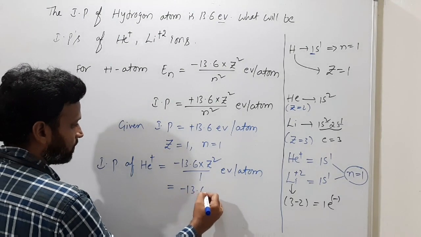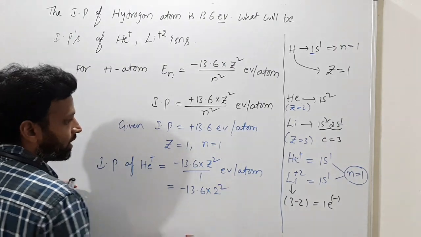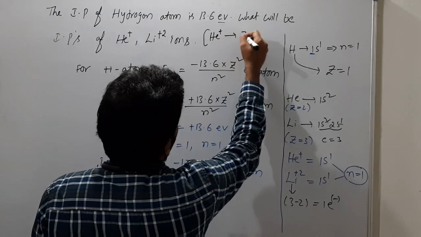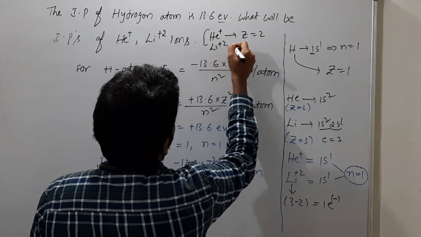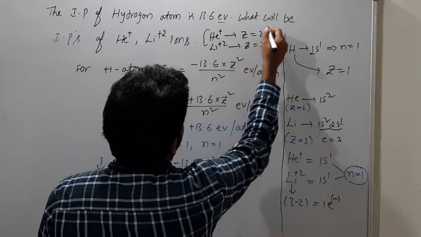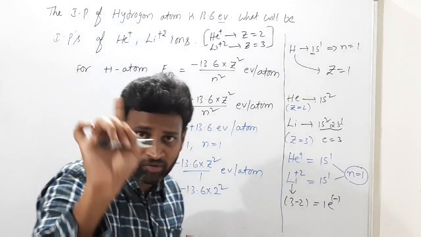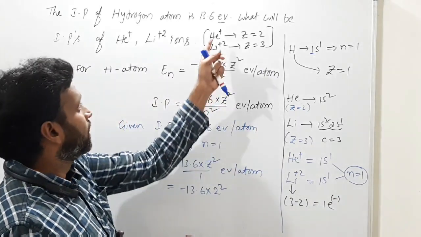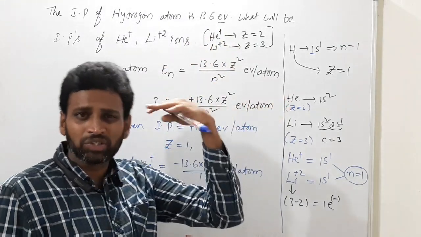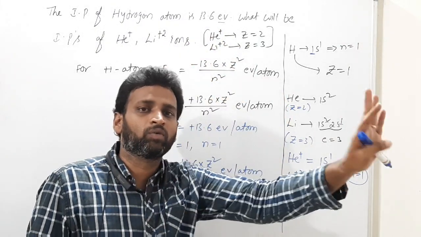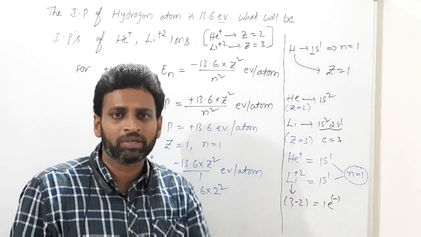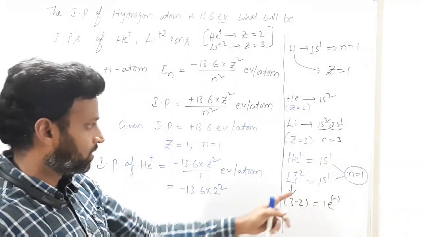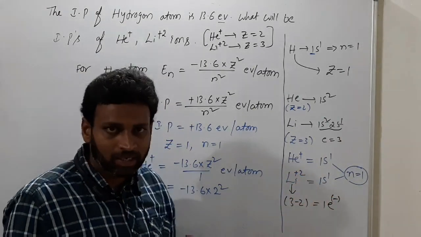Therefore it's minus 13.6 into 2 square you can take, because He plus atomic number is 2, Li2 plus atomic number is 3. Atomic numbers never change. Slowly I am explaining because these numericals are very important for us. Whether He plus or He2 plus or whatever they give, the atomic number won't change. Helium or helium ion, atomic number is 2. Lithium or lithium ion, atomic number won't change. But here the electronic configurations are similar, understood?